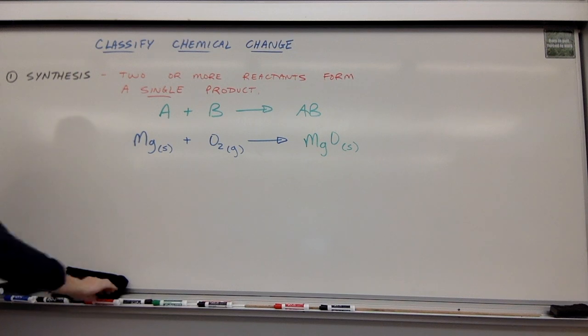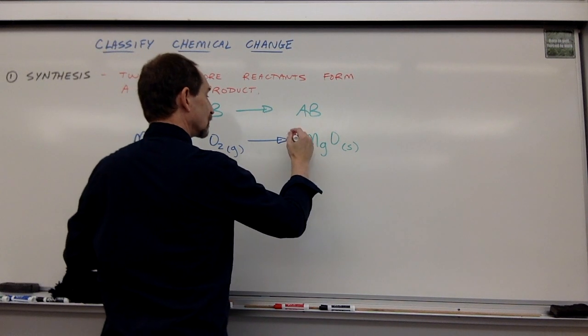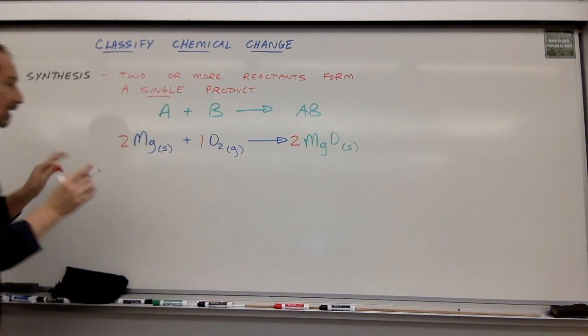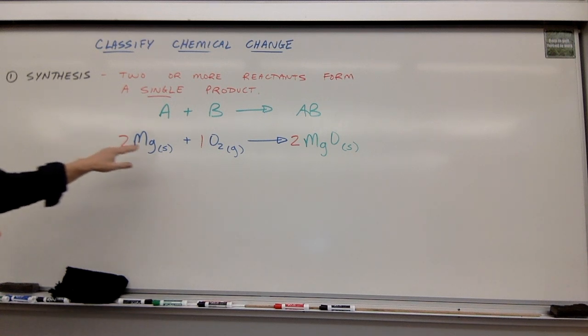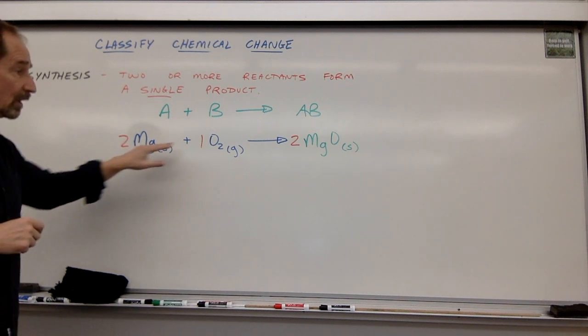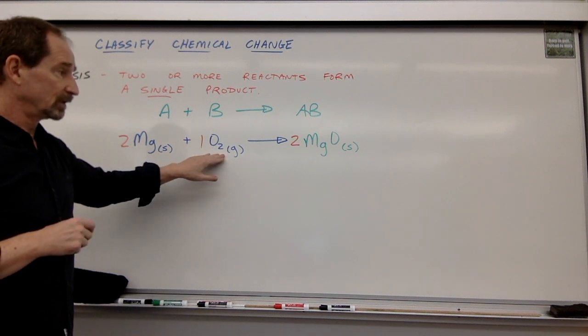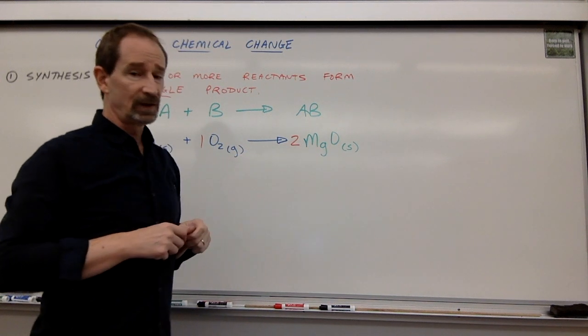To balance this equation, I need 2 oxygens, so I would put a 2 there, which gives me 2 magnesiums. This now says 2 moles of solid magnesium metal react with 1 mole of gaseous oxygen to produce 2 moles of solid magnesium oxide.